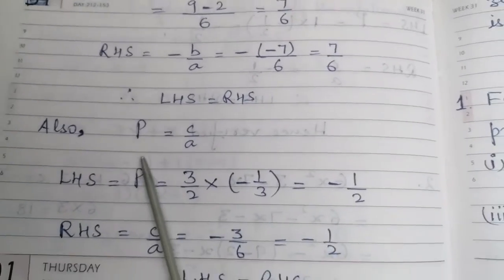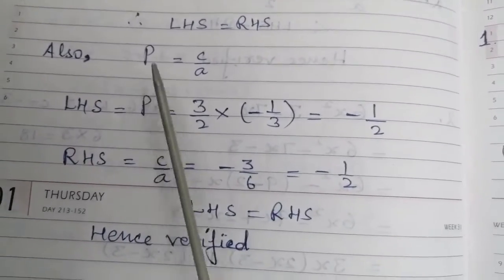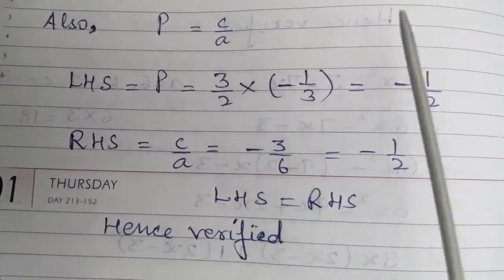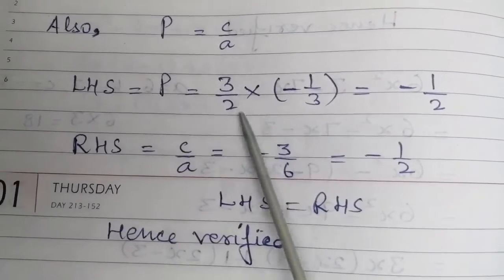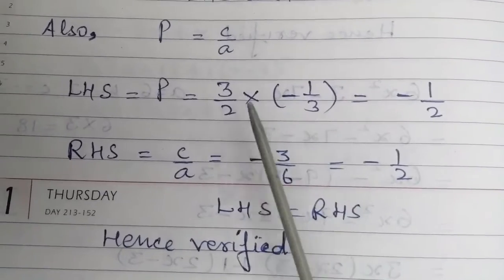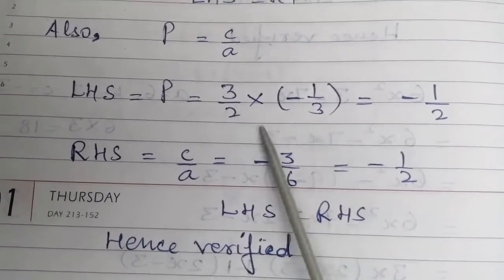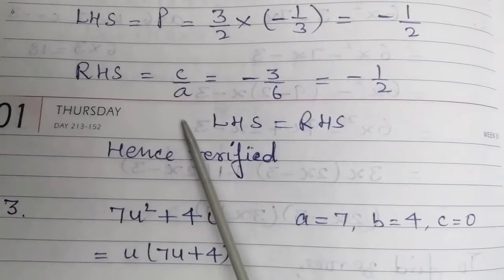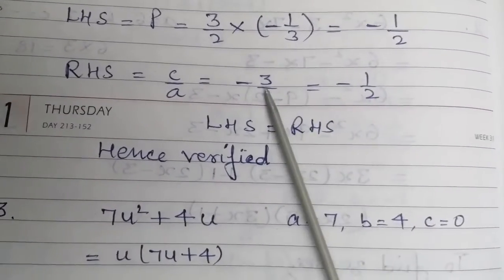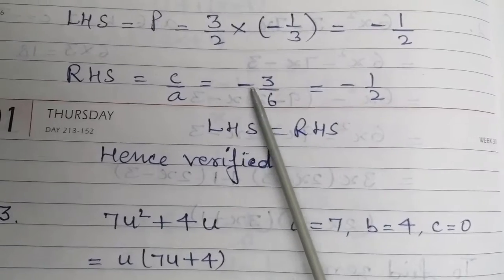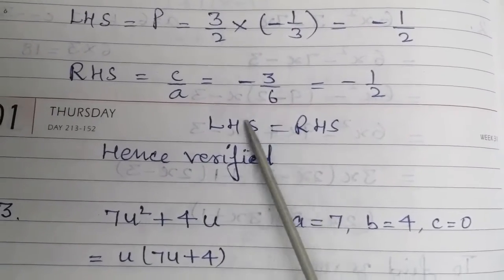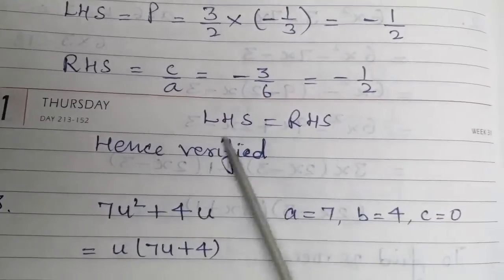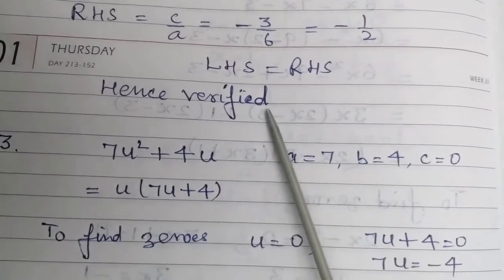Now we come to the second relation, that is product of zeros is c/a. So again this is the left hand side and this is the right hand side. So LHS is P. So multiply both the zeros, product of zeros, 3 gets cancelled. So you're left with −1/2. Now RHS is c/a. So put the values of c and a. They are c is −3 and a is 6. So −1/2. Again LHS and RHS are the same, hence verified.